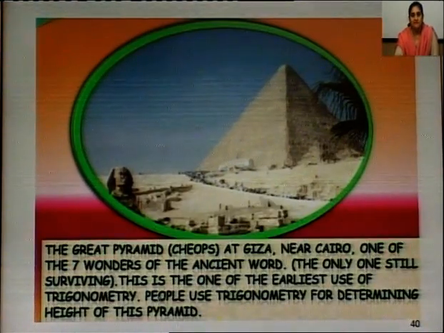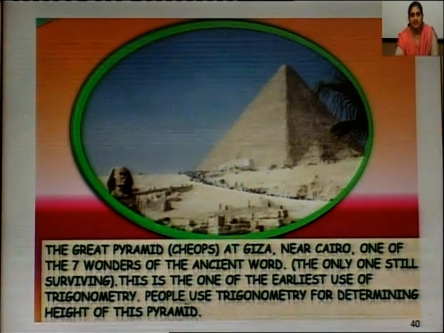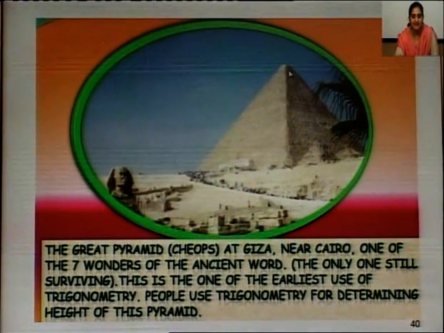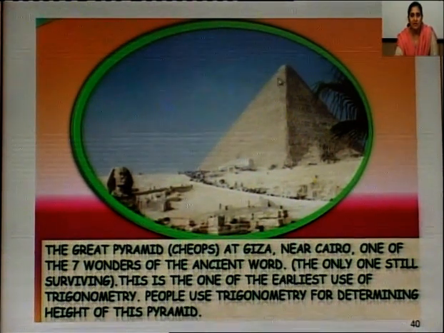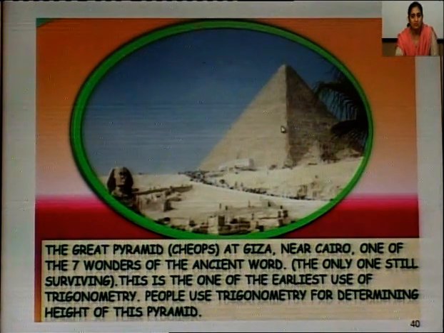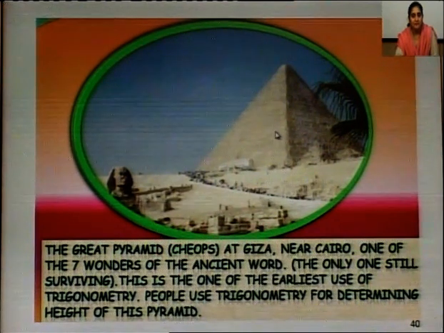The Great Pyramid, which is at Giza near Cairo, one of the seven wonders of the ancient world, the only one still surviving. This is one of the earliest uses of trigonometry. We have used trigonometry to find the height of this Great Pyramid, otherwise it is not possible to find this height, but with the help of trigonometry we can find these heights and distances. So this is the use of trigonometry. Mostly we use trigonometry to find those heights which are inaccessible.